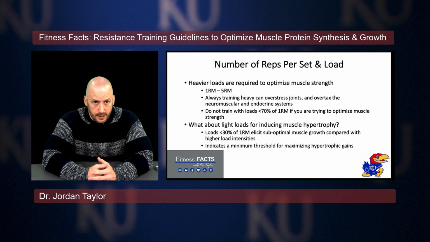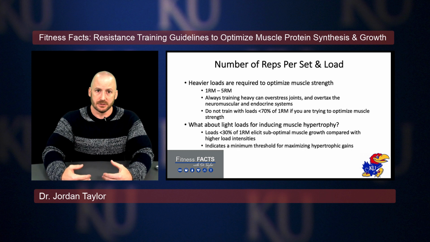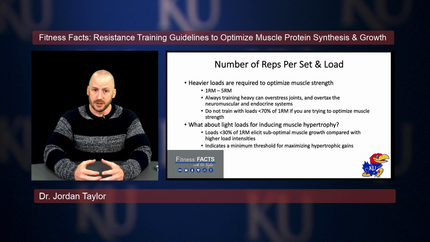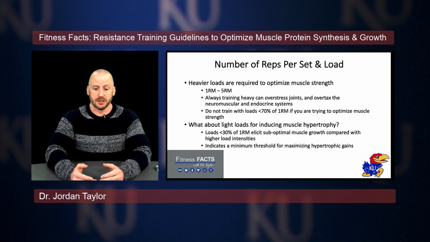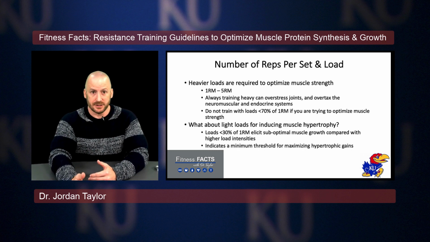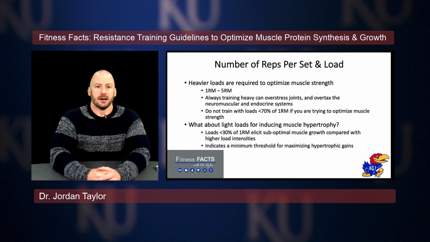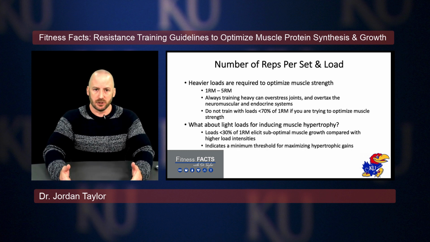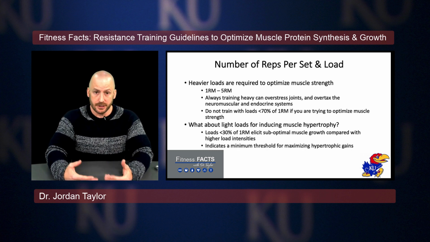Now, although a wide range of loads and repetitions can be used to induce muscle hypertrophy, if you really want to optimize or maximize muscle strength, you've got to do some heavy load training, okay? So this is using loads where you can only get 5 repetitions per set down to just 1, like maxing out. So that 1 to 5 repetition maximum range. However, don't always train heavy. You don't want to be going heavy every single workout because that can overstress your joints, overtax your neuromuscular and your hormonal, your endocrine system, right?